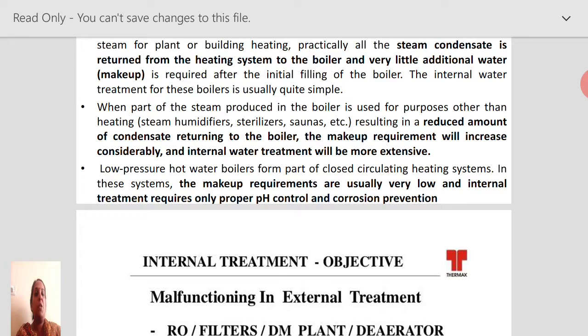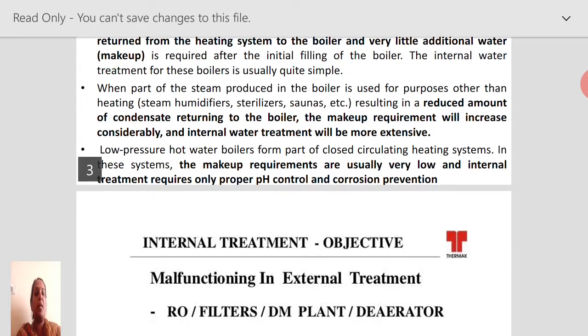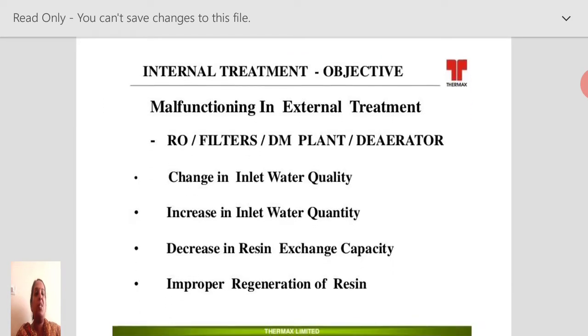Remember, low pressure hot water boilers form part of closed circulating heating systems. In these systems, the makeup requirements are usually very low and internal treatment requires only proper pH control as well as corrosion prevention. So when do we go for this internal treatment?